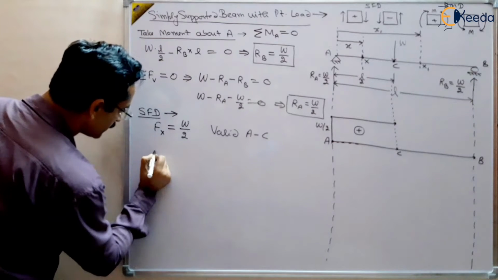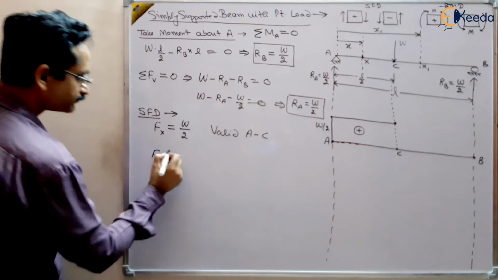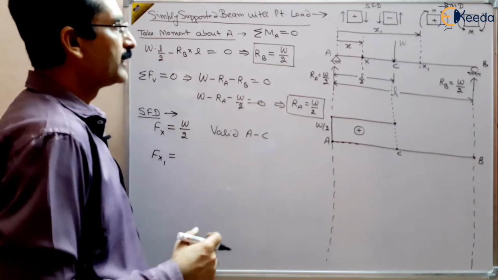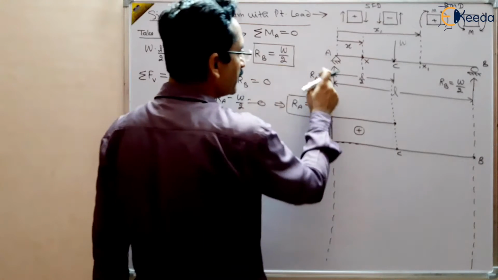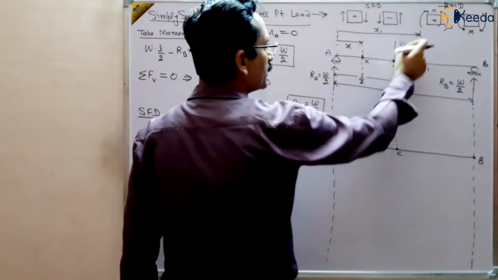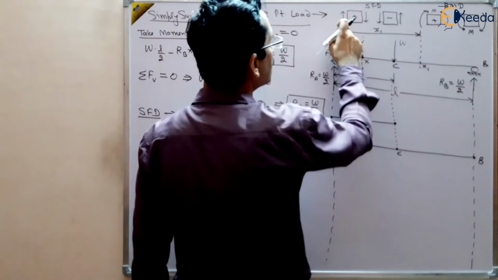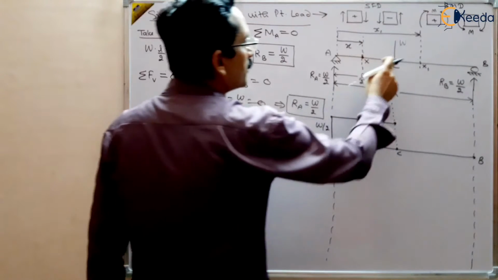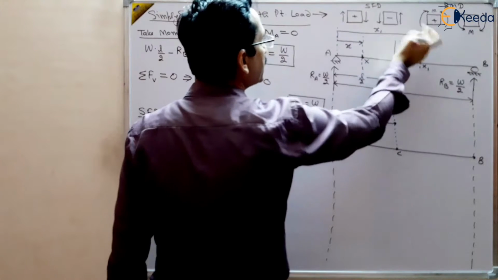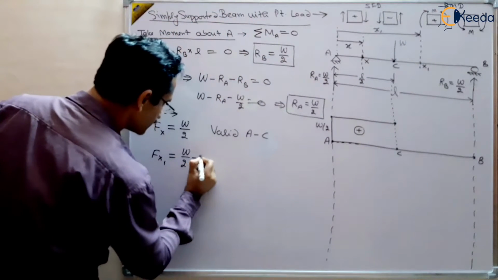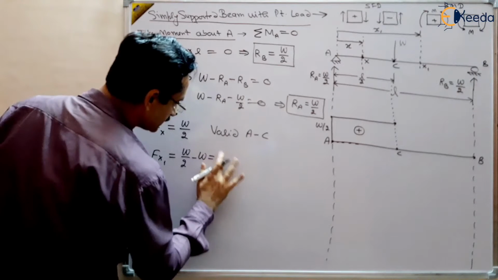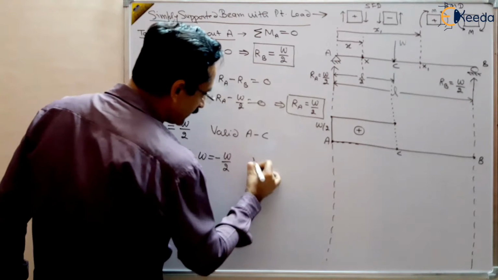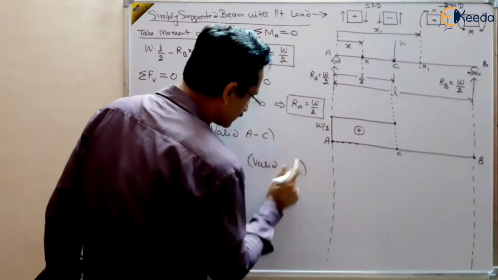So what is the shear force at X1? That will be equal to the algebraic sum of all the forces to the left of the section. And to the left of the section there are two forces. One is this reaction W by 2, another is capital W. So this W by 2 is positive, leftward positive, and capital W is negative because this is downward, so this will be minus W. So this will be minus W by 2, and it is valid between C to B.